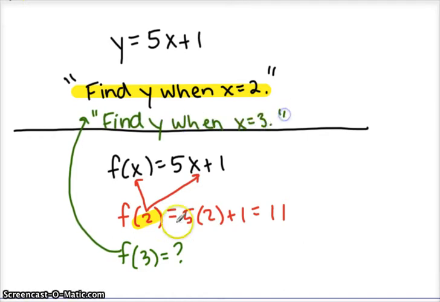So that's it. Don't be confused with the f. Don't be confused with the parentheses. Don't be confused with the x. We'll talk a little bit more about functions in class.